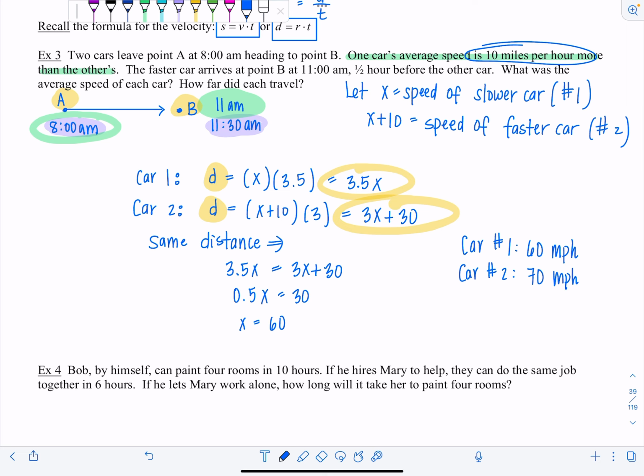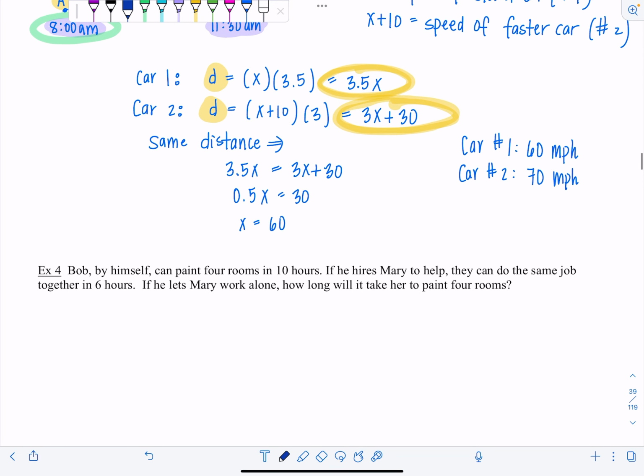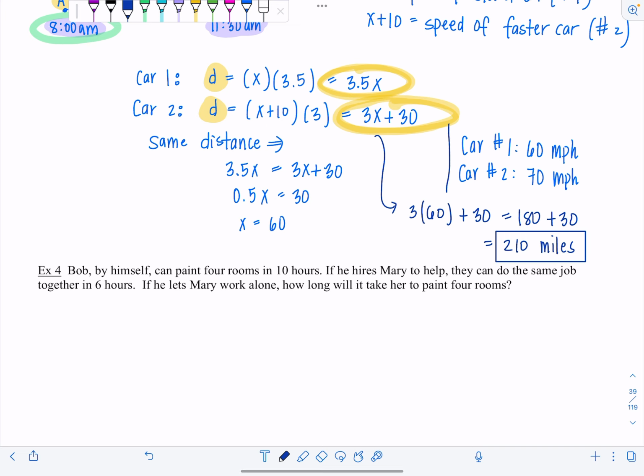And then last thing, they asked us for more info. Look at these demanding folks. How far did each car travel? So we need the distance. You could compute the distance using 3.5x or 3x plus 30. They're going to give you the same number. So you just decide which one looks nicer to you. Let's do 3x plus 30. Why not? So 3 times x is 60 plus 30, that's 180 plus 30. So this is the distance. So they traveled 210 miles. Okay, that's it. Let's box our final answers. Make life easy for your instructor.